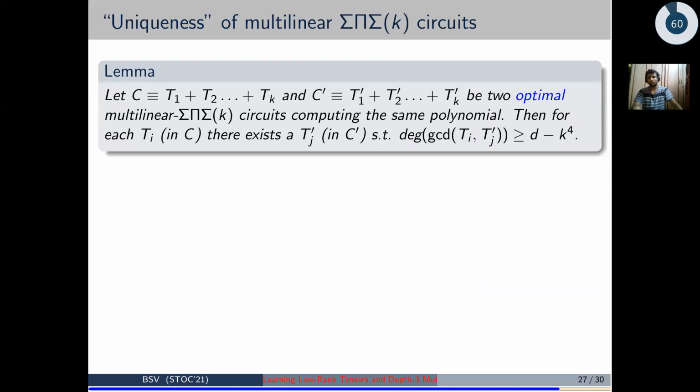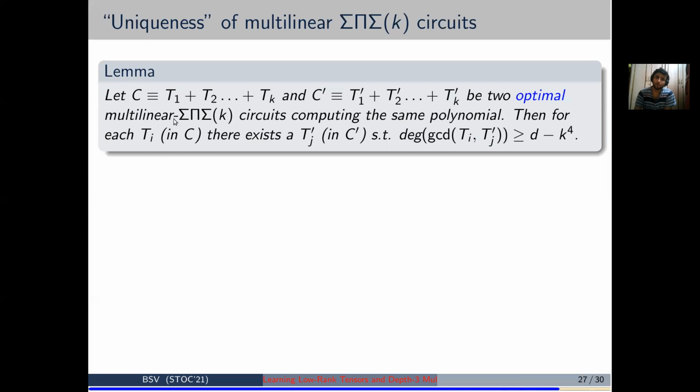So the way all these reconstruction algorithms for classes of depth-three circuits work is because of some kind of uniqueness results which are known. Let me tell you what these uniqueness results are. If you're given two representations which are in some sense optimal, and these are multilinear depth-three representations of a polynomial, then these representations are essentially the same.